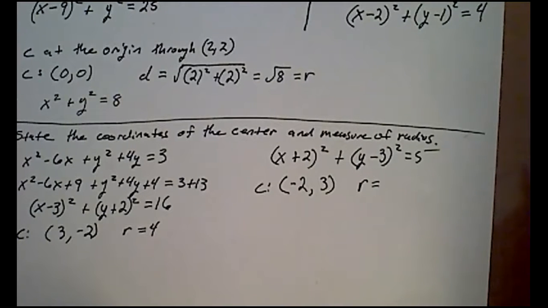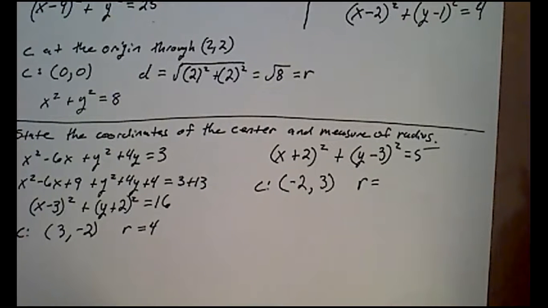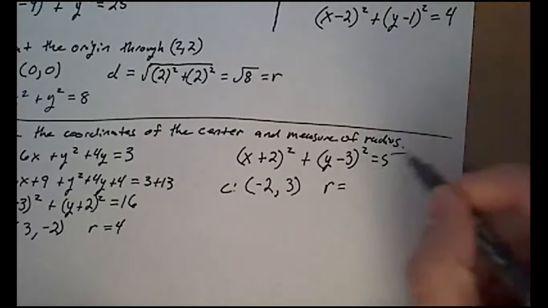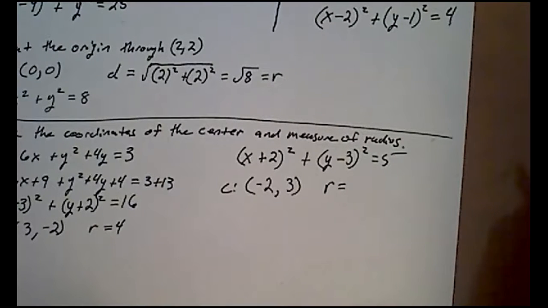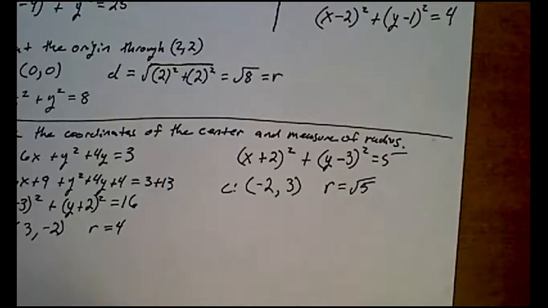The radius is not 5. The radius is not 2.5. Right? So two common mistakes I see here. 5 is the radius squared, right? R squared equals 5. So the radius itself is the square root of 5.